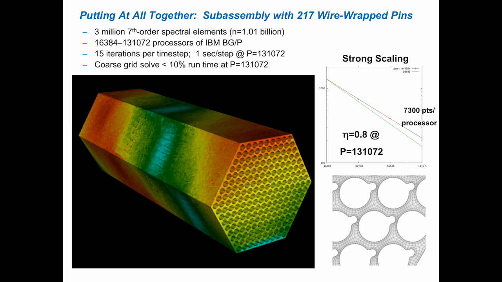Okay, so we put it all together. Here's our first simulation with 1 billion grid points. This is 3 million spectral elements.